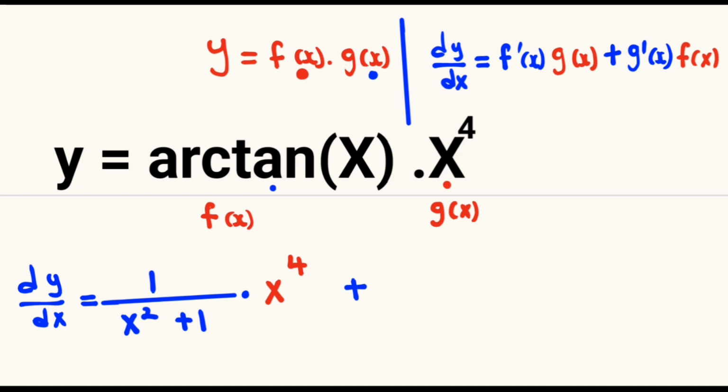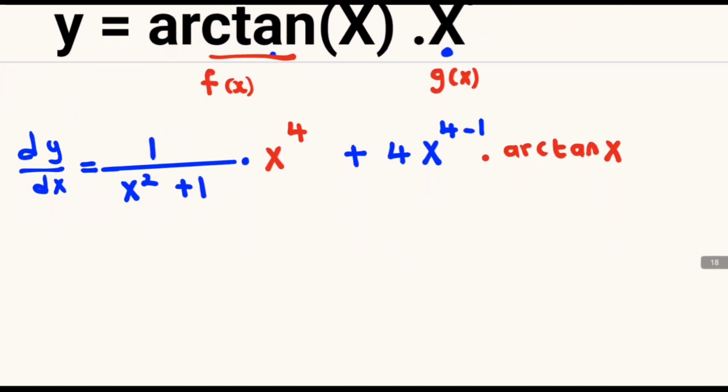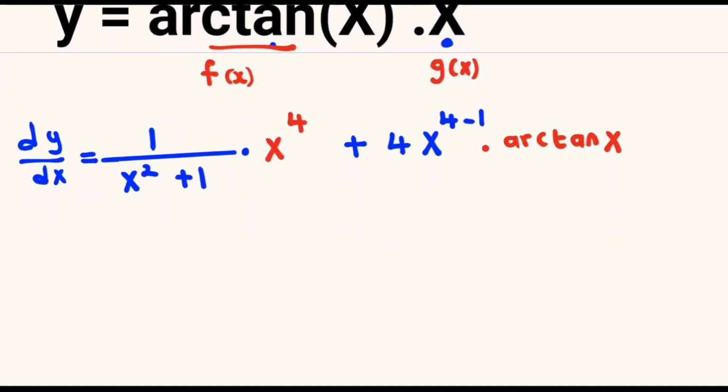plus the derivative of x raised to the power 4, which is equal to the exponent from x, the 4. We multiply it by the x raised to the power 4, and we minus 1 from the exponent of x, and we multiply this by the original function arctan of x, and from here we simplify our derivative.